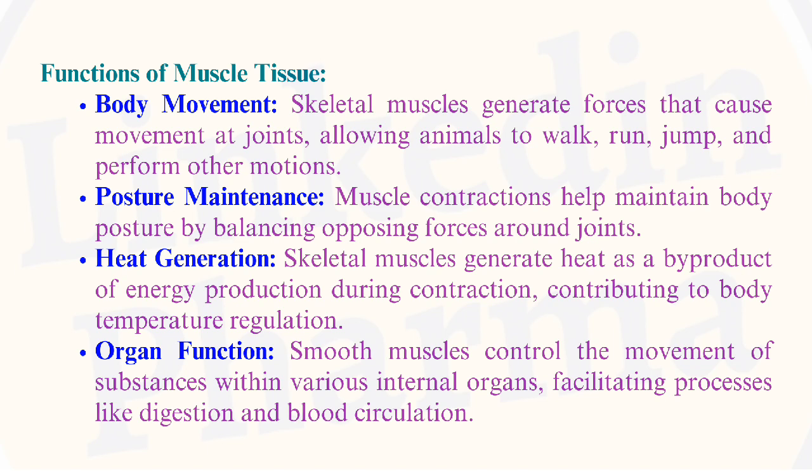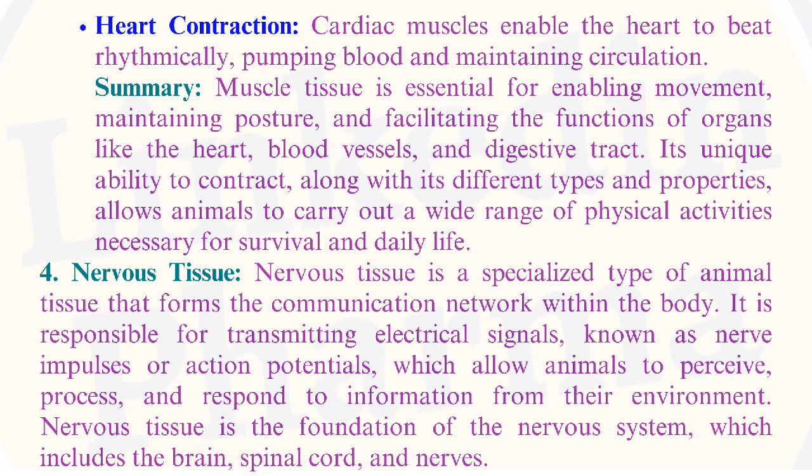Posture maintenance. Muscle contractions help maintain body posture by balancing opposing forces around joints. Heat generation. Skeletal muscles generate heat as a byproduct of energy production during contraction, contributing to body temperature regulation. Organ function. Smooth muscles control the movement of substances within various internal organs, facilitating processes like digestion and blood circulation. Heart contraction. Cardiac muscles enable the heart to beat rhythmically, pumping blood and maintaining circulation.